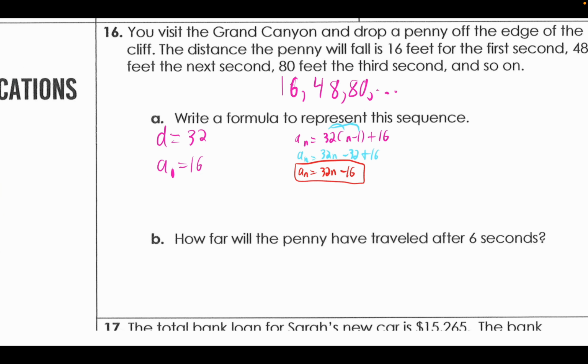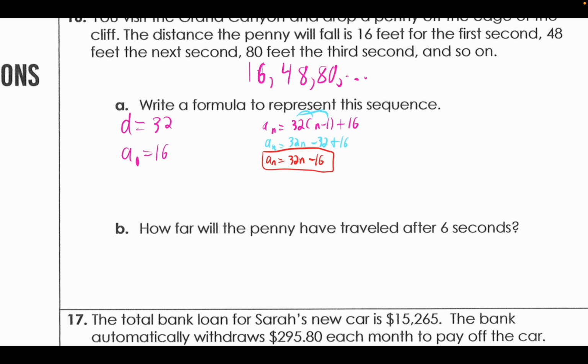Part B, how far will the penny travel after 6 seconds? So we want to find a sub 6. So a sub 6 equals 32 times 6 minus 16. 32 times 6 happens to be 192. And if we subtract 16 from 192, we find that after 6 seconds, the penny falls 176 feet, making sure to include our label of feet.